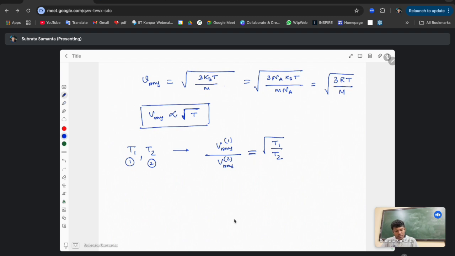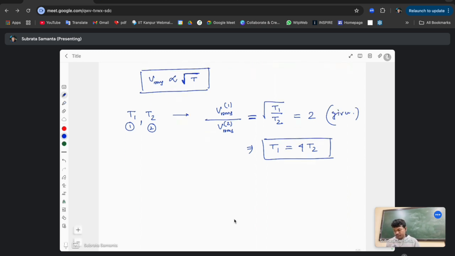So now if we say that the ratio of v RMS is, let's say, 2, then your T1 is basically 4 T2, right? So if the ratio of the RMS velocity is given, you can calculate the temperature.